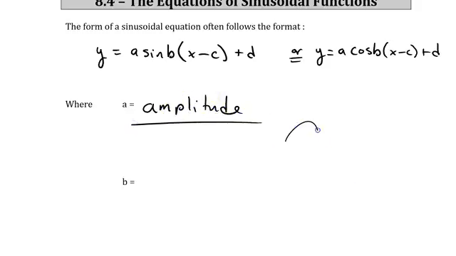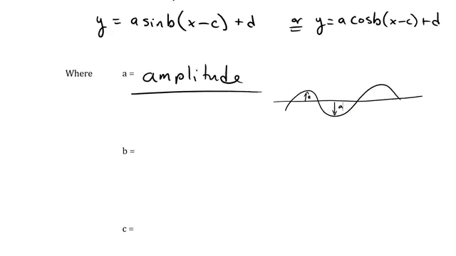Okay, so when we're talking about our sinusoidal curve, and this is the axis, the equation of the midline, the amplitude is here, or the amplitude is here. B will always equal 360 degrees divided by the period, or if we're dealing in radians, 2 times pi divided by the period.